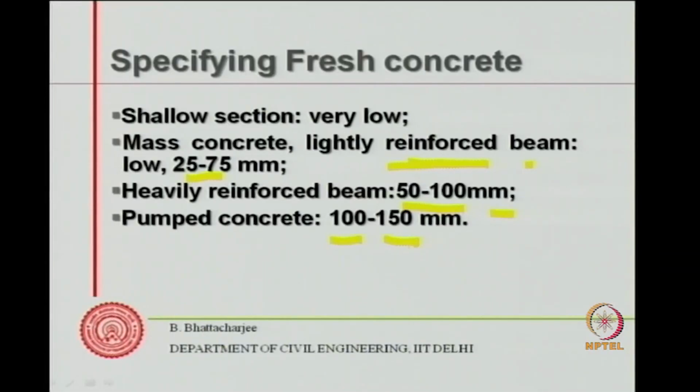So these are given in code. For example, the Indian Standard Code is IS 456 2000, and these are specified in such code. All right. So this is how we express or specify the properties of fresh concrete.